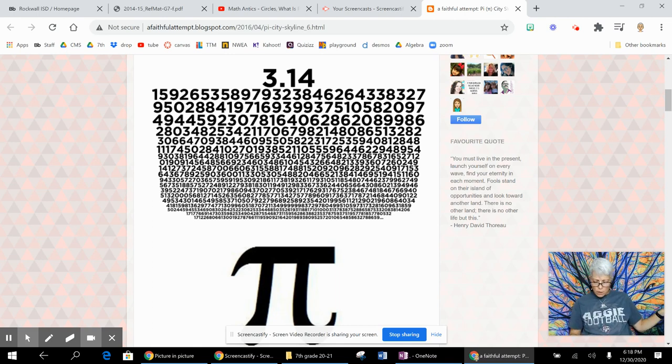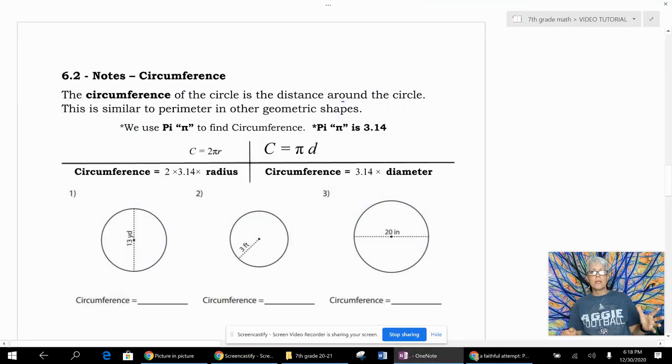So I'm looking at our notes. Hopefully you have a copy of these notes in front of you. It says the circumference of a circle is the distance around a circle. We talked about this, similar to the perimeter. And then it talks a little bit about pi, and it gives you the two formulas. These are the two formulas that you would find on your formula chart. One of them uses the R for radius, and one of them uses D for diameter.